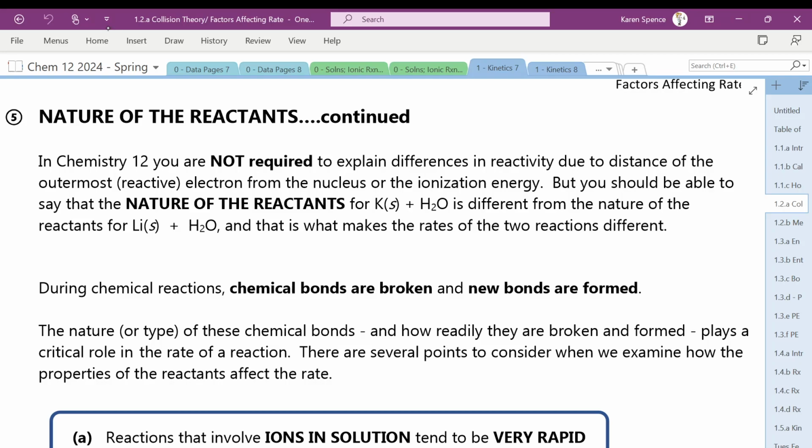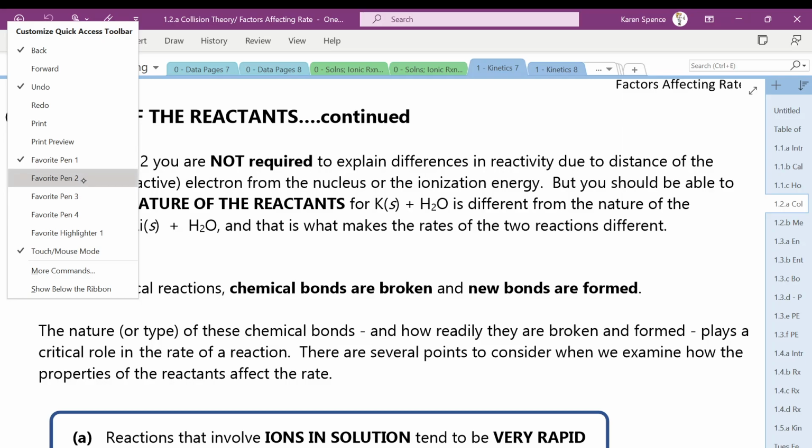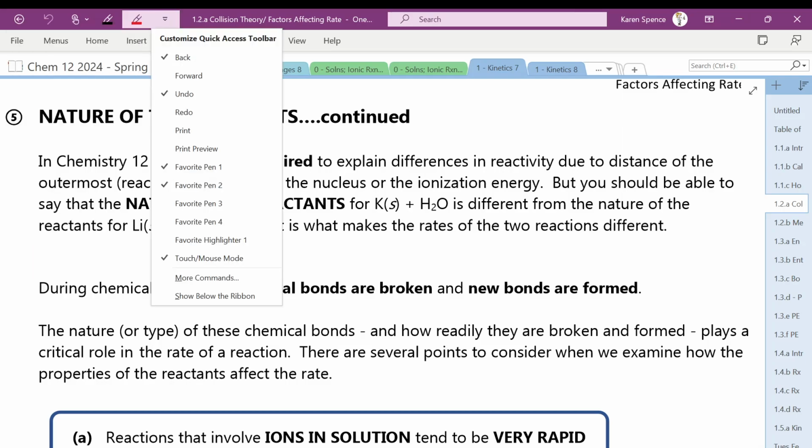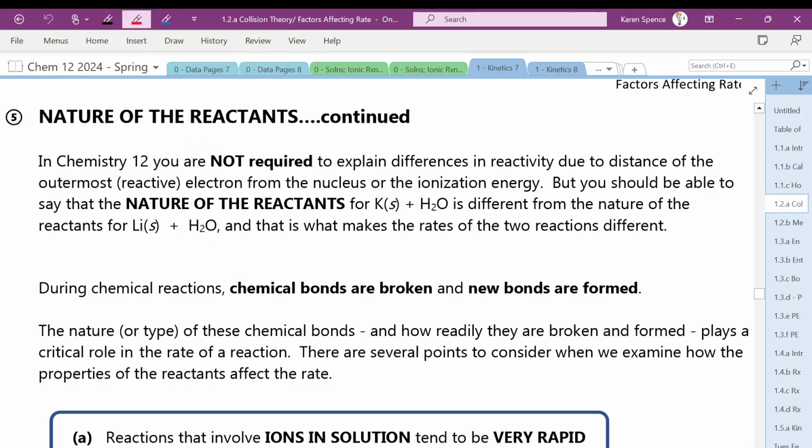Okay, so in Chemistry 12, you are not required to explain differences in reactivity due to the nature of reactants, okay? But you should recognize when the nature of the reactants is the thing affecting the reaction, okay? And that would be when you have similar but somewhat different reactants.